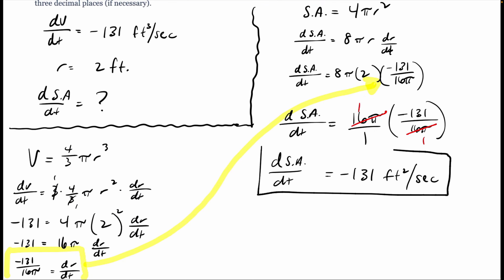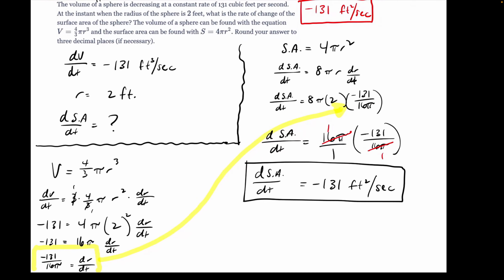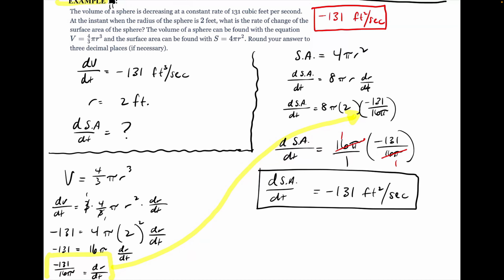Mr. Flores, isn't that the same exact thing as the volume? Except it's squared? What are you talking about? The units? I'm saying they're both negative 131 feet per second. Yeah, you're right. So the surface area is decreasing at the same rate that the volume is. Is that always going to be the case?